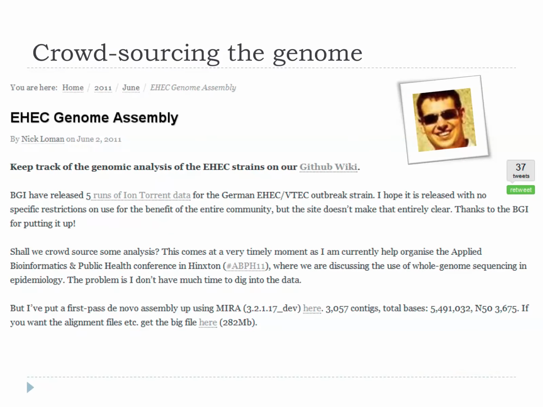And actually what happened was that Nick Loman, who works with me, was at a conference at Hinxton Hall on applied bioinformatics and public health, and he noticed that BGI released their Ion Torrent data into the public domain, which was a remarkable thing. You know, people don't normally just chuck their data into the public domain like that, but these guys did.